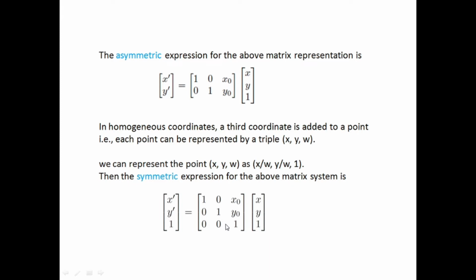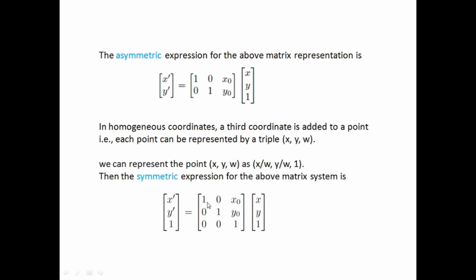In homogeneous coordinates, a third coordinate is added to a point. In fact, each point can be represented now by a triple. So x y 1 is nothing but a triple. So we can represent the point x y w as x by w, y by w and 1. So the triples of coordinates represent points in the 3D space.